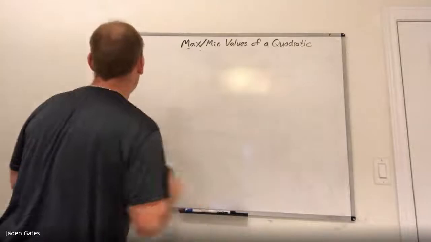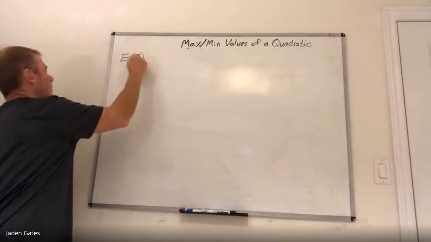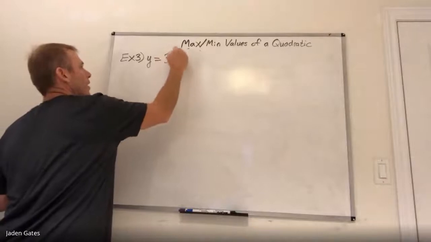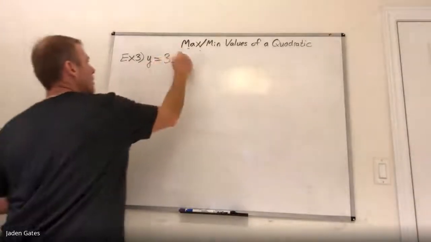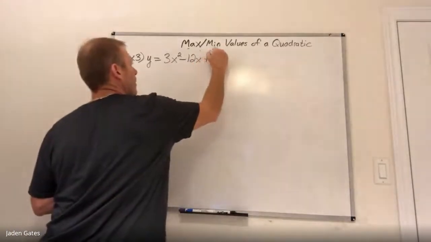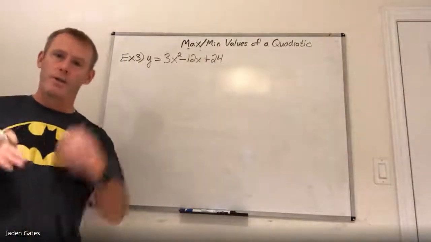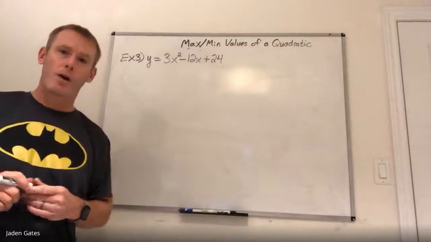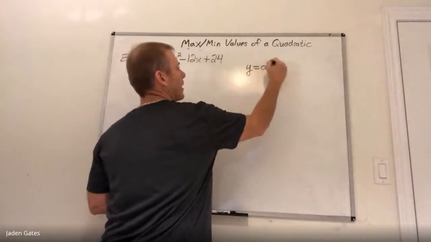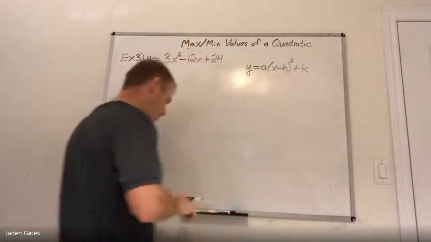All right, so example number 3 says, what equation do we have here? We have y equals 3x squared minus 12x plus 24. All right. Now this one's a little bit different, a little harder. It's another step up, but we are going to complete the square. We are going to make it look in the form y equals a times (x minus h) squared plus k. All right, we're going to make it look like that.